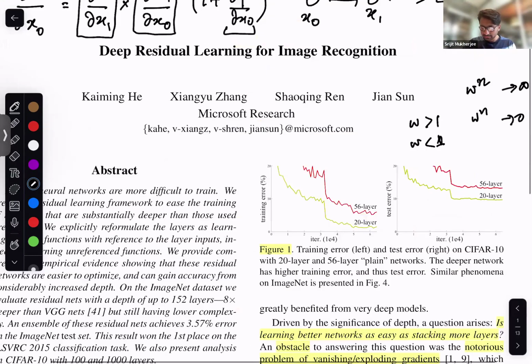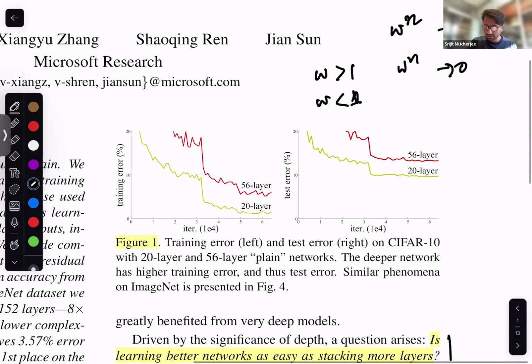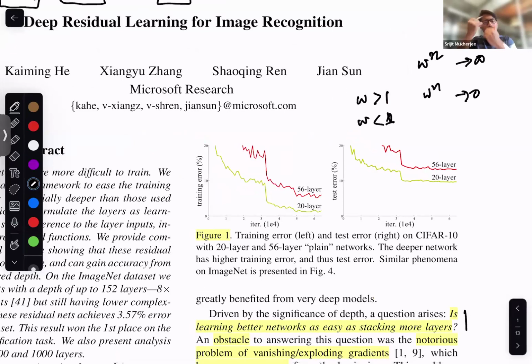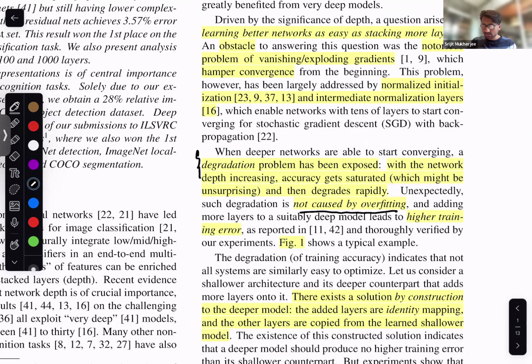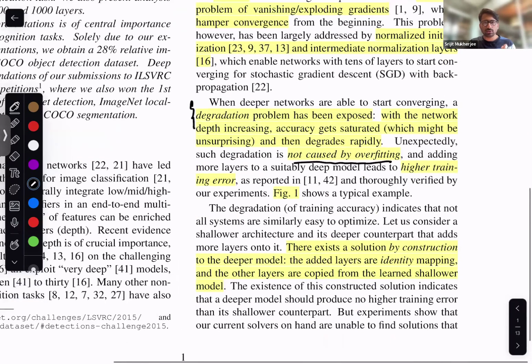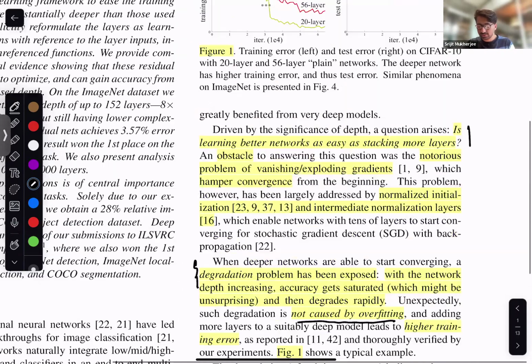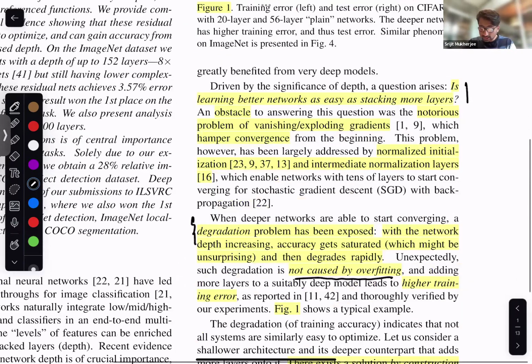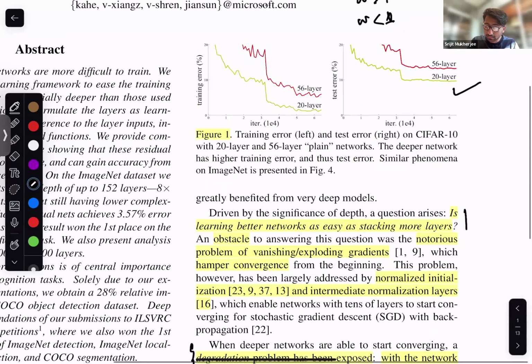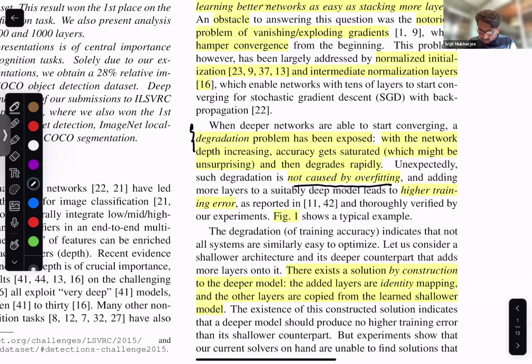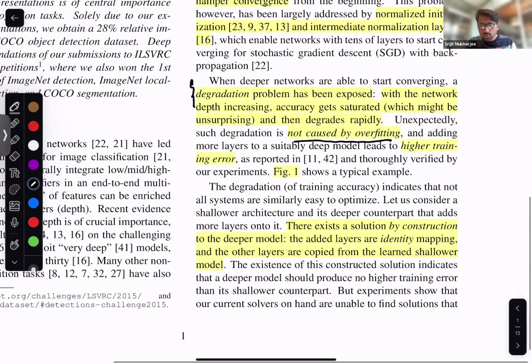It shows that when you build a deeper network, after a certain number of iterations, the training error keeps on decreasing, but the test error doesn't decrease and it becomes saturated. They said that it isn't caused by overfitting, because that's the whole problem that was solved by the previous techniques. They say it doesn't cause overfitting, and the accuracy gets saturated in the test portion. They are sure, by experiments they have shown, that it doesn't cause overfitting.